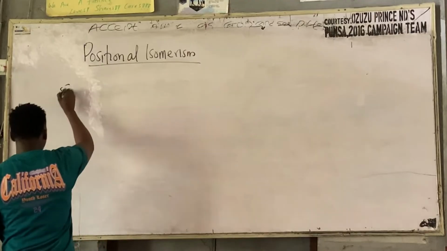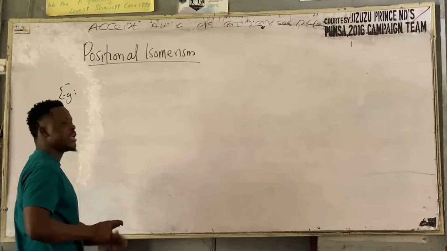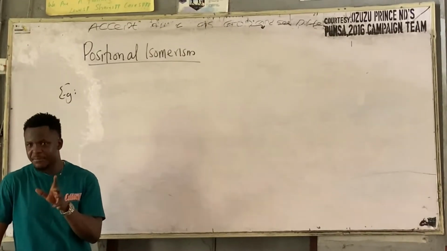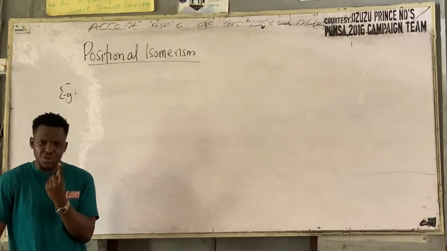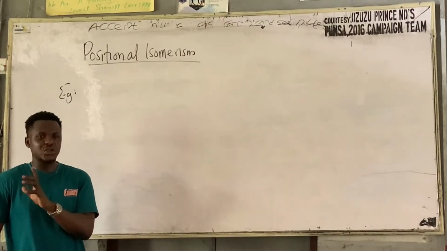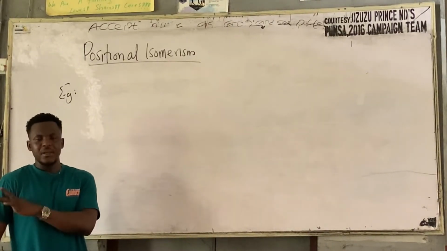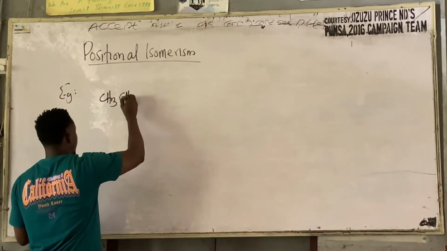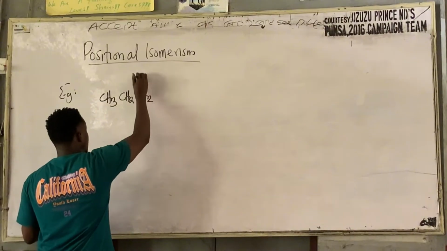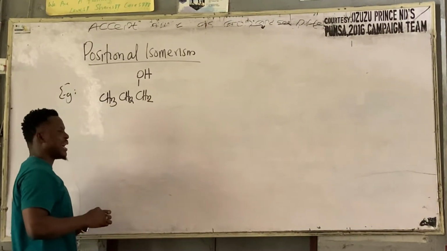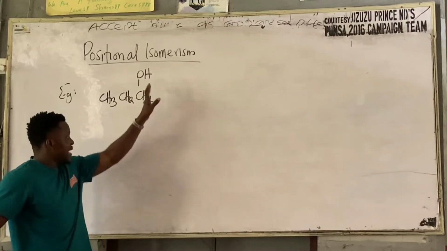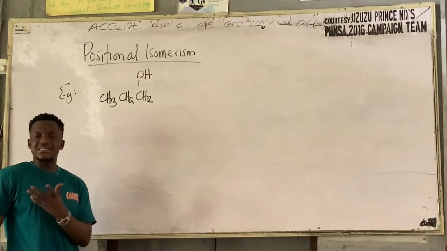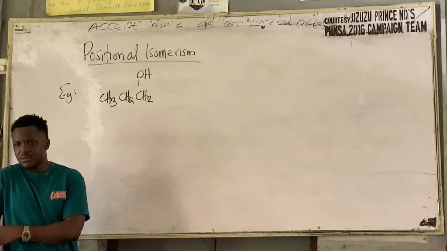So we have the example here. Anytime you hear of a name such that the two or three names are the same, and the only difference is the position of a particular functional group, you just know at the back of your mind that this is positional isomerism. For example, I have CH3, CH2, CH2, OH. Any compound that has OH as the highest functional group is called an alcohol.